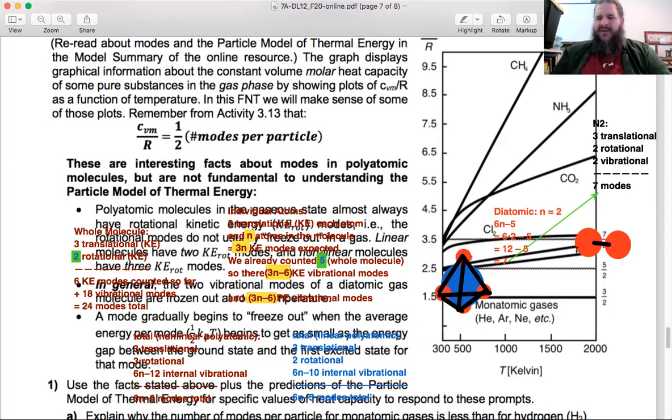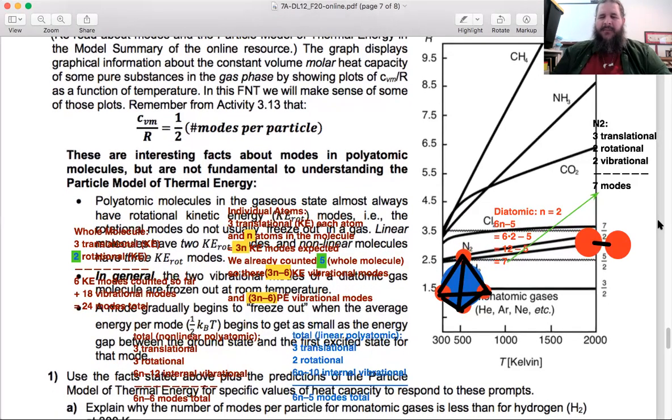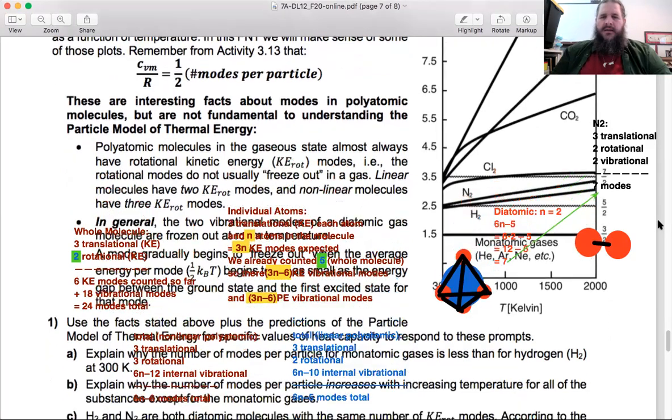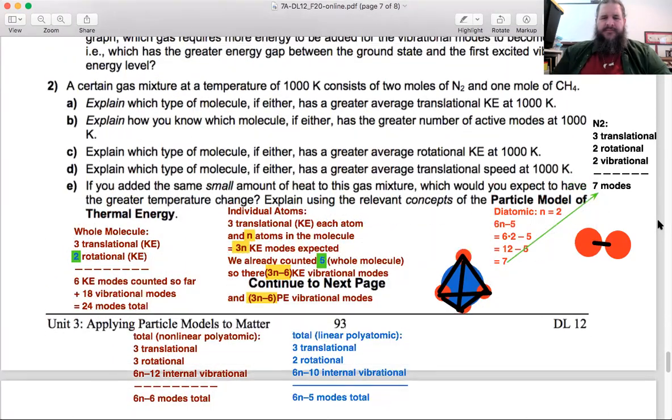But for instance, for a single diatomic molecule, it's going to be either at 3 or 5 or 7. The in-between values don't really work. But the average could be anywhere between 3 and 7, depending on how many of the molecules are vibrating. Any other questions on that so far?